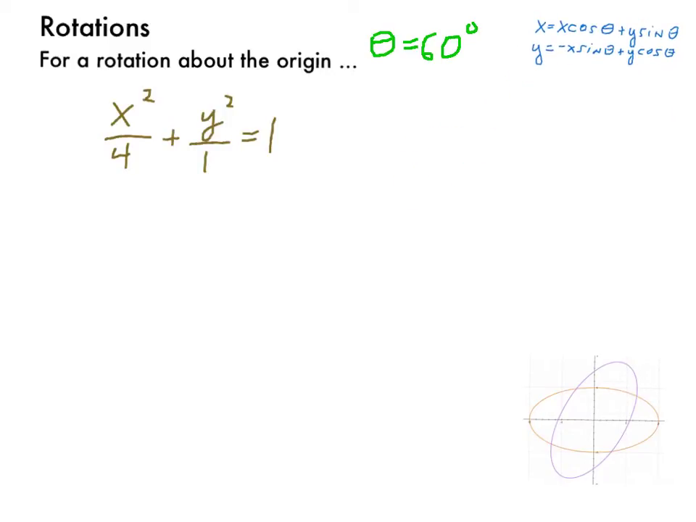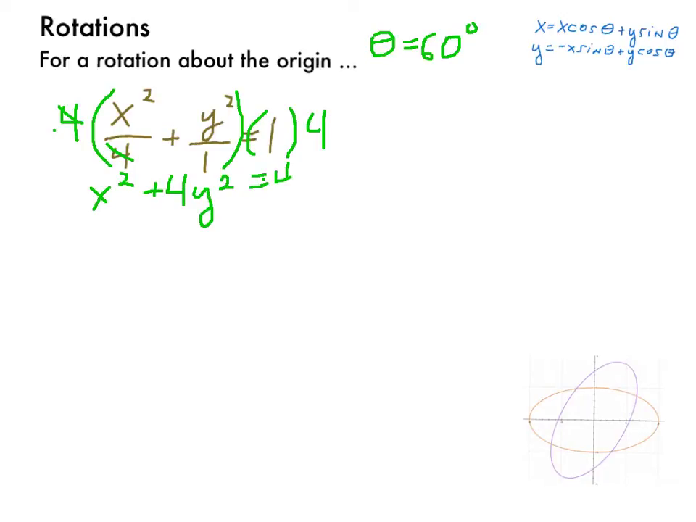All right, now you don't have to do this, but the first thing I like to do, I know how much people love fractions, so let's get rid of them. I am going to multiply the left side by the common denominator and the right side by the common denominator. And that is going to give us a 1x squared. Don't forget to distribute. That is going to be a 4y squared, and that equals 4. Okay. Now, let's substitute in for x. x equals x cosine theta. Our theta in this case is 60 degrees, plus y sine of 60 degrees.